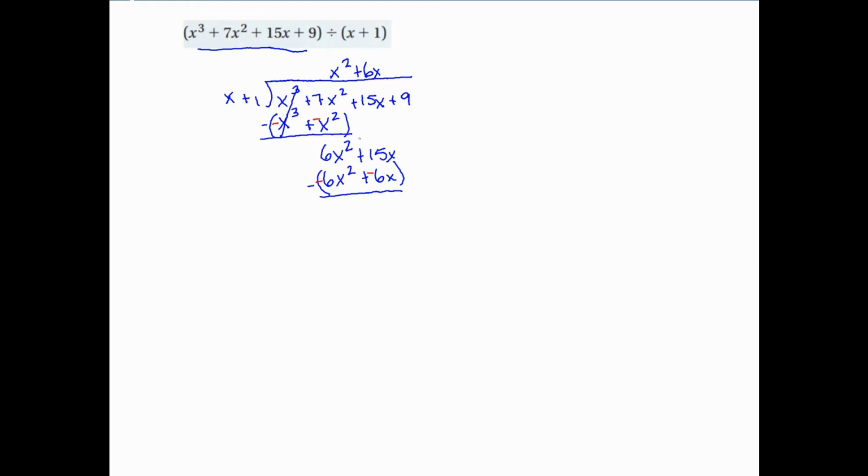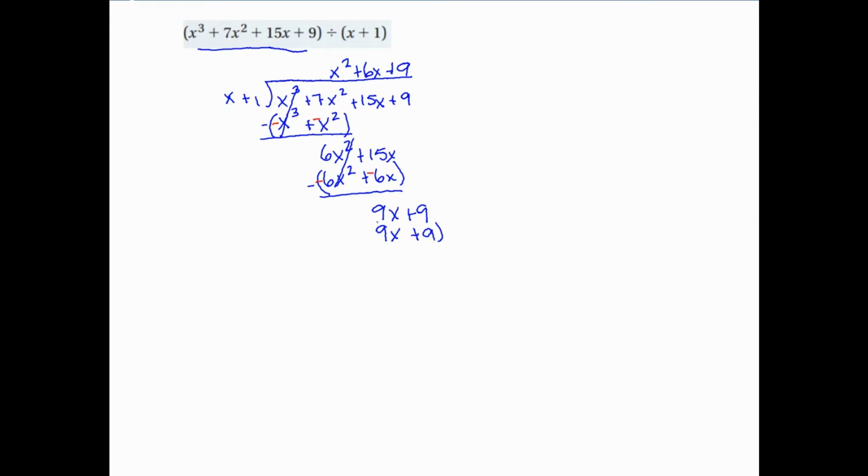Down we go. So 6x squared minus 6x squared, those cancel out. And then 15x minus 6x leaves us with 9x. And then the plus 9 comes down. Well, x times what gets me 9x? Well, x times 9 gets me 9x. So I'm going to put the positive 9 over here, over my constant terms. So 9 times x, that's 9x, and then 9 times 1, that's 9.